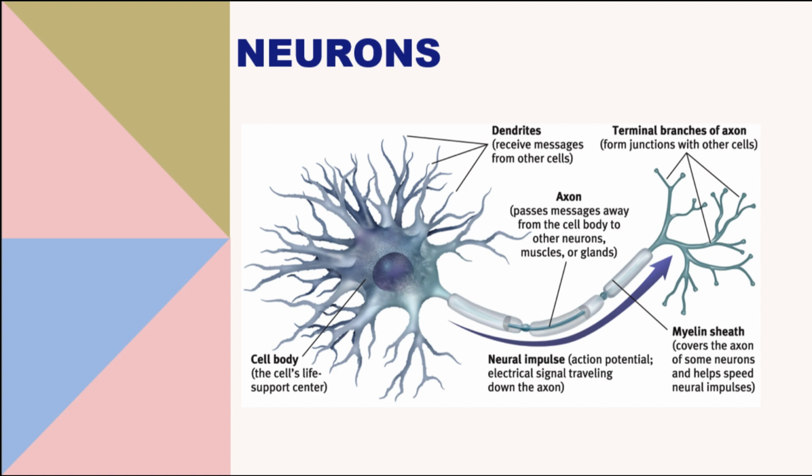electrical signal. Myelin sheath. Some axons are surrounded by a myelin sheath. The myelin sheath acts as an insulating layer that increases the speed of nerve impulse conduction along the axon.